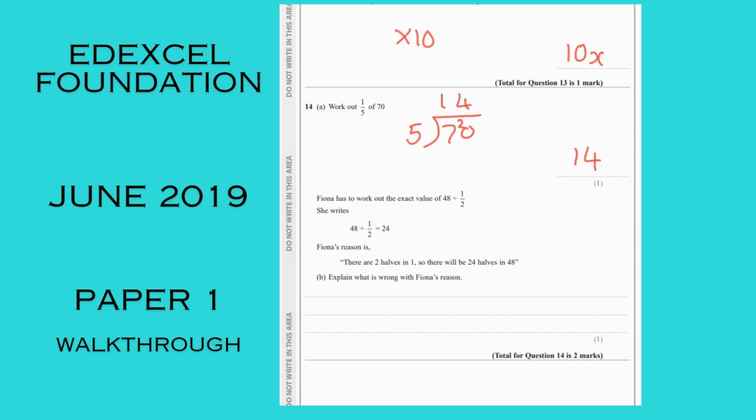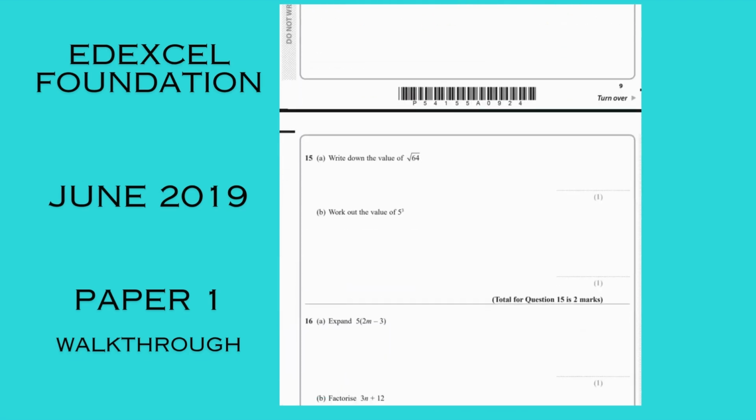Now again, mark scheme allows lots of different ways. 48 divided by 2 is 24, so it can't be the same. But I personally would go with dividing by a half is the same as timesing by 2. So the correct answer should be 48 doubled. In other words, 96. On to question 15.